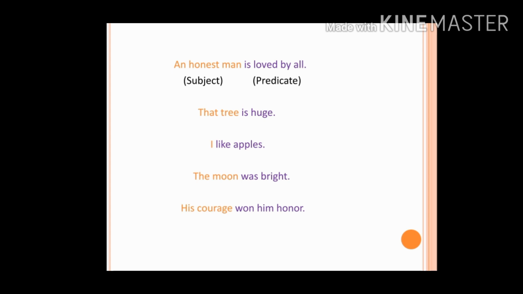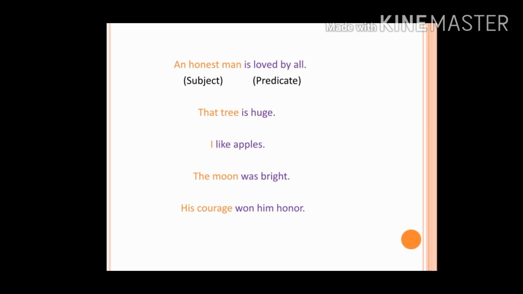In this sentence, an honest man is the subject, and is loved by all is the predicate, and the verb is "is". It's a simple sentence as it has only one subject and one verb. That tree is huge. Here, that tree is the subject. Is huge is the predicate and "is" is the verb. Here also we can see there is only one subject, that tree, and the verb is "is". So it is a simple sentence.